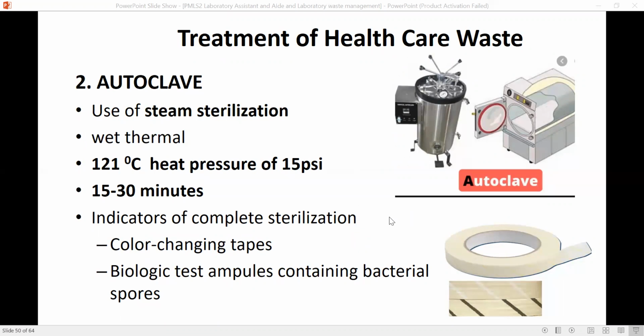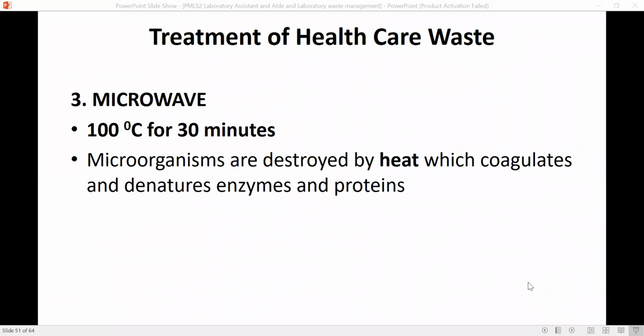So indicators of complete sterilization, yung color changing tapes, kapag gaya nito. Yung mga ini-sterilize, dinidikitan nila ng ganitong tape. Before sterilization, yan yung tsura niya sa taas, white pa siya. After autoclaving, pag na-reach niya yung complete sterilization, magiging black siya. So para malaman mo na na-sterilize siya. Tapos yung iba, gumagamit ng test ampules. Kadalasan ito kasi mura lang yung tape, the color changing tapes.